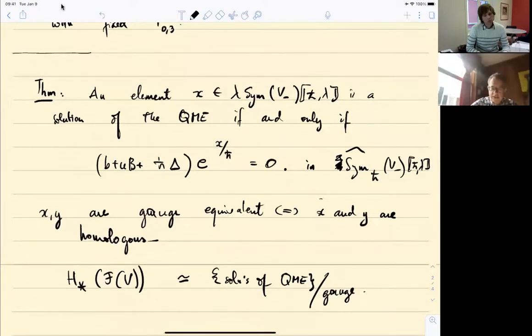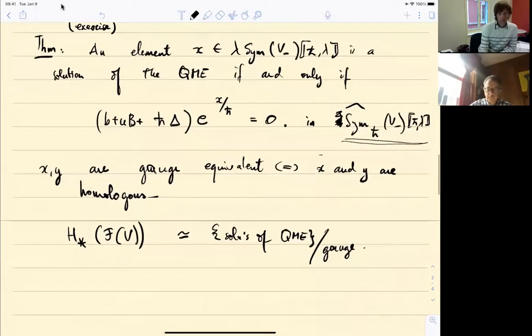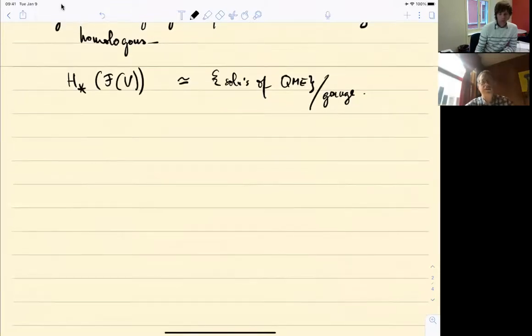The main point is that we have a way to go back and forth between solutions of the quantum master equation and homology classes in this particular vector space. This is an important theorem, but I can definitely leave it as an exercise. This is not a hard calculation to check. You just do the calculations order by order in lambda, and then in h bar. Any questions? Let me stop here before we go any further.